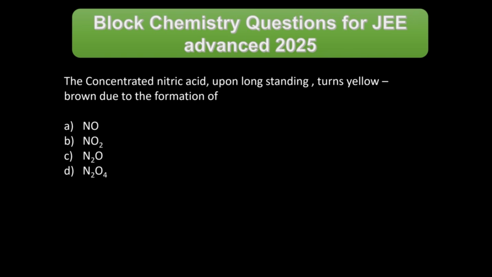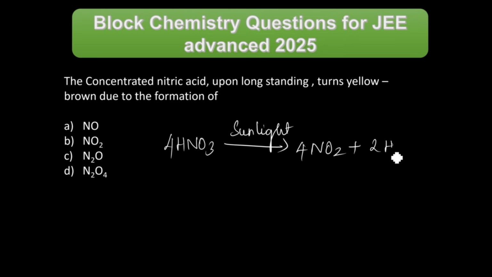Concentrated nitric acid upon long standing turns yellow-brown due to the formation of. Okay, so this is a previous year JEE Advanced question. So don't think like, ma'am, this is a simple one. Yes, it is a simple one, but you have to know the reaction. So what is the reaction that happens over there? HNO3 with sunlight will produce 4NO2 plus 2H2O plus O2. So NO2 is your answer.